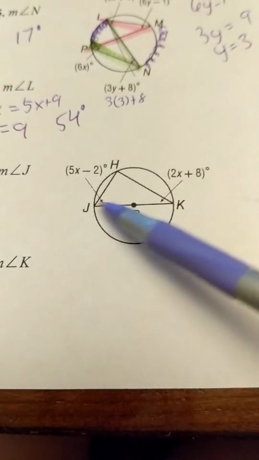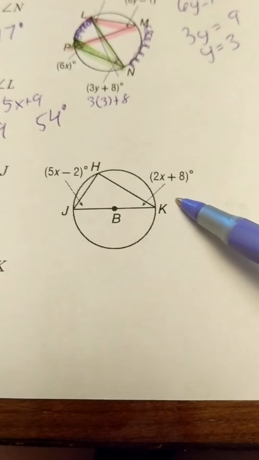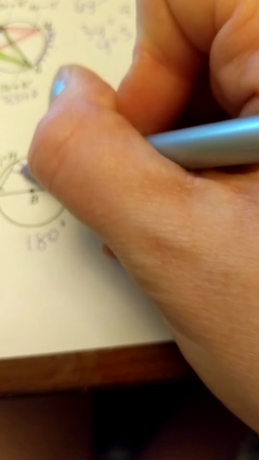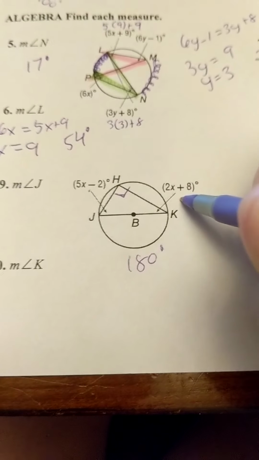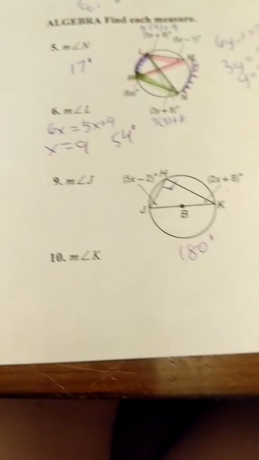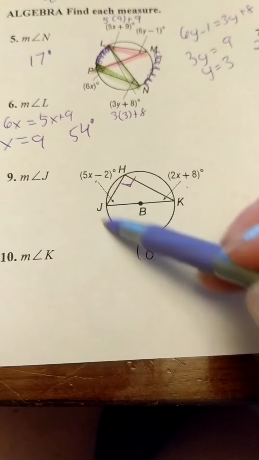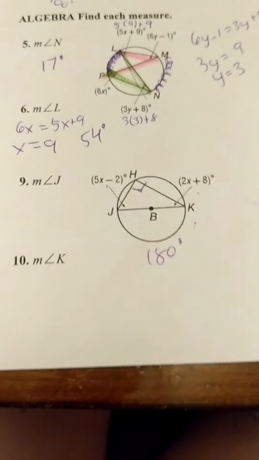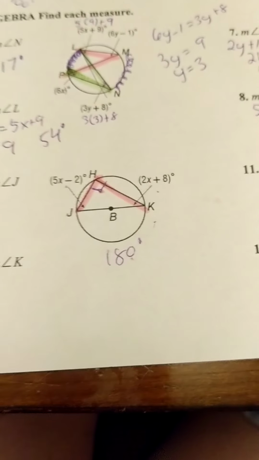Number 9, so we should identify here that we have a circle. JK is the diameter. So that means that this is 180 degrees over here. So then that means that angle H has to be a right angle. So therefore, this expression and this expression will add up to be 90 degrees. Because this is the diameter, that means that this side of the arc is 180 degrees. And then specifically, angle H is the inscribed angle. So 180 cut in half gives me 90 degrees there.